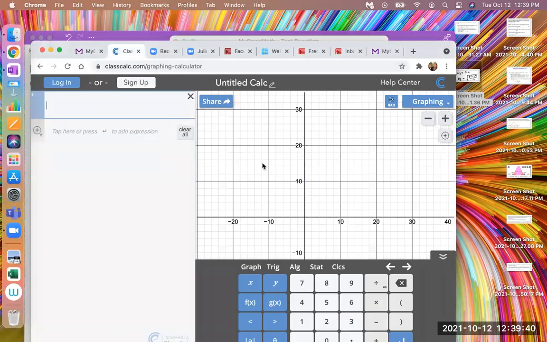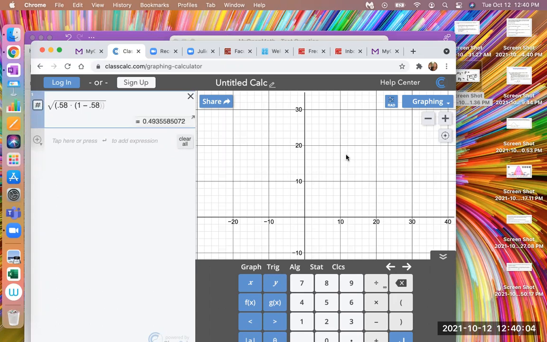Then I put square root. I put SQRT, and when I hit the T, it automatically becomes square root. Then I put parentheses, because I'm going to tell it this is everything inside the numerator. So I put the 0.58 times, and in parentheses 1 minus 0.58. This is all my stuff I want to be in the numerator.